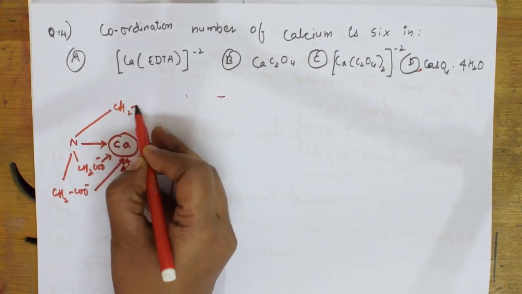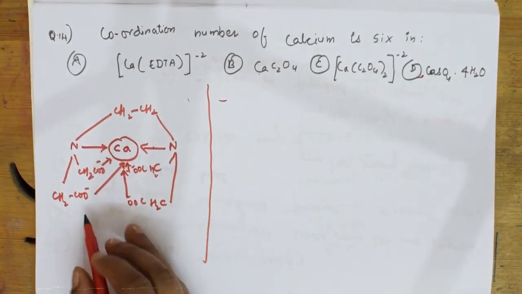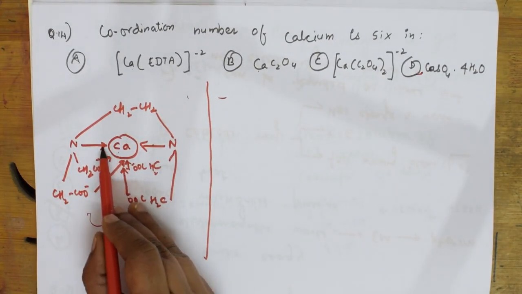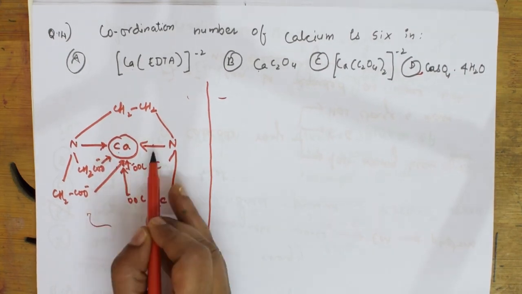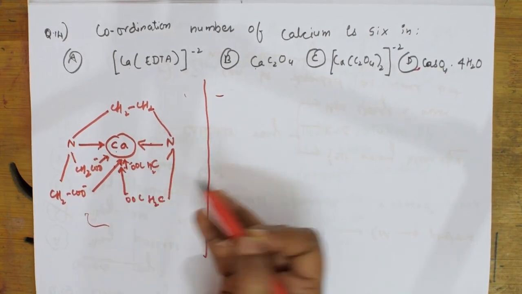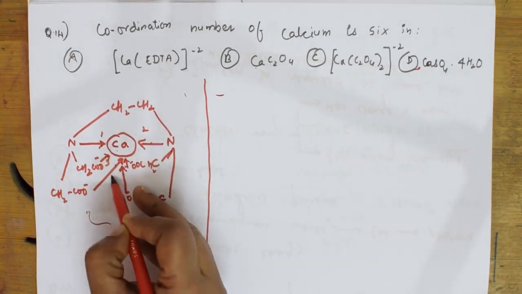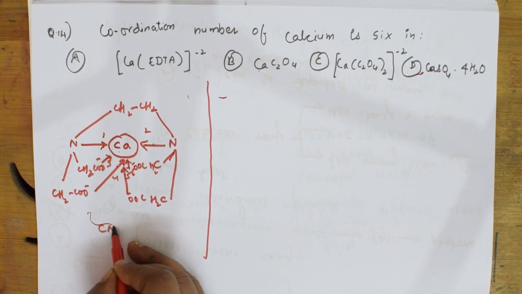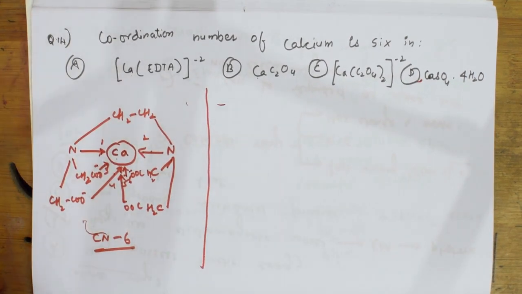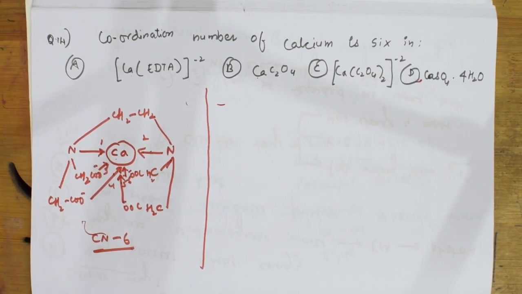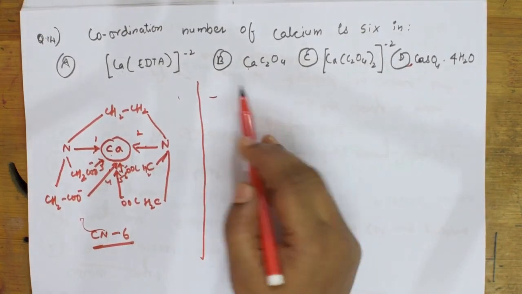Ethylene diamine, ethylene we said. So this is the compound. The first one is this. Here, how many are surrounding the central metal atom? Let's count: 1, 2, 3, 4, 5, 6. Correct? Yes. So here the coordination number is 6. Done. Let's see the next one. The first option I have already got, ethylene diamine tetraacetate, so coordination number 6.